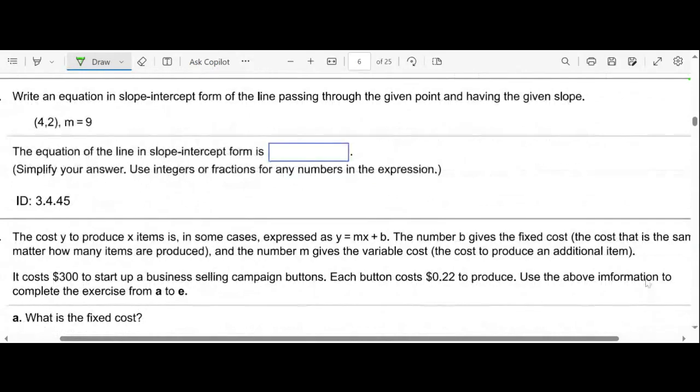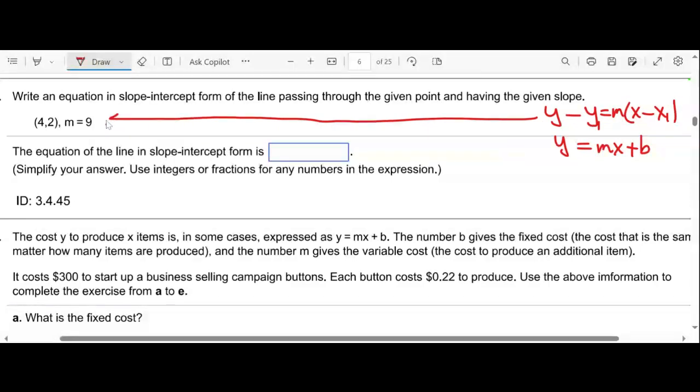Next one, read the question, Aziz. Write an equation in slope-intercept form for the line passing through the given points and having the given slope. We have two formulas: y minus y1 equal m times x minus x1, and we have another formula, which is y equal mx plus b. Which one am I going to use? I'm going to use this one. Why? Because this one is a regular point.